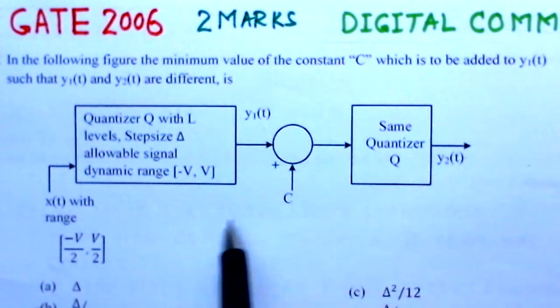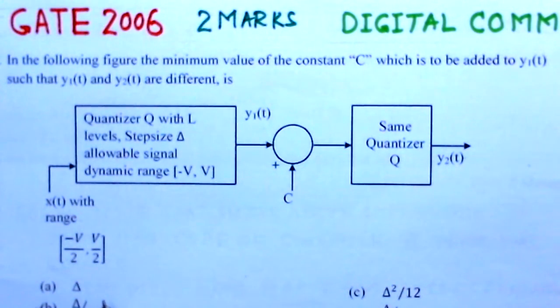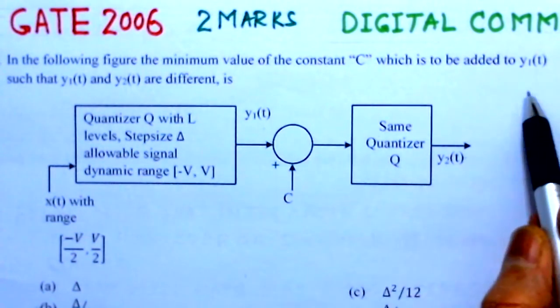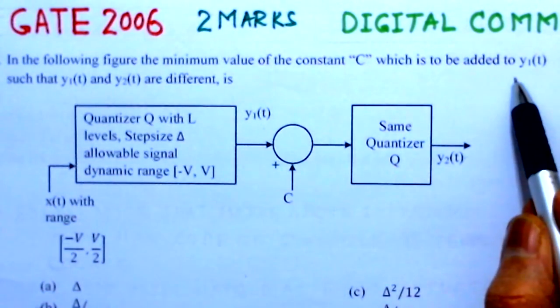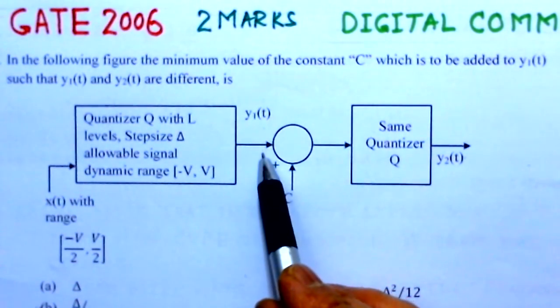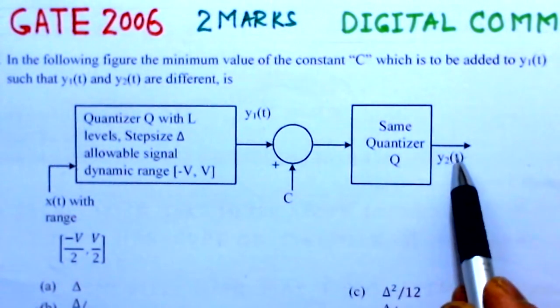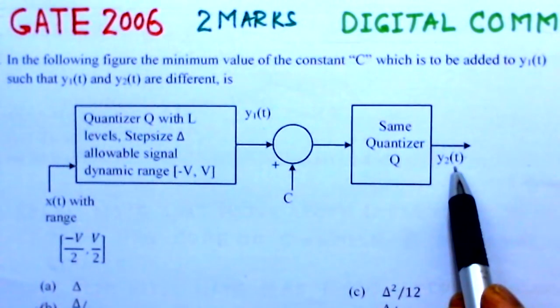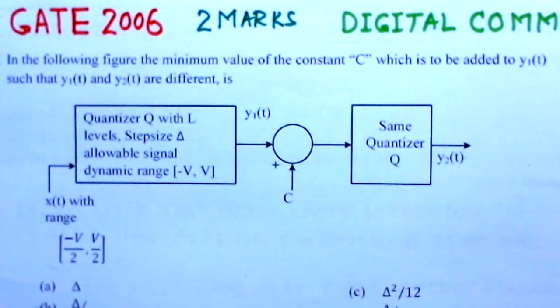and these are the block diagram given here, and you can notice here that we have to find out how much C is to be added to y1(t) to make y2(t) different than y1(t), and these are the 4 options given here.